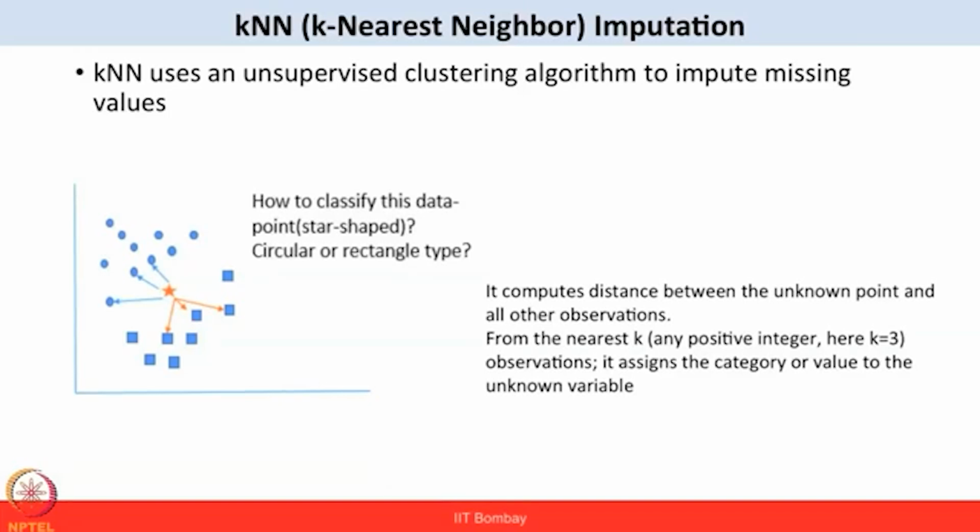That means it takes the 3 shortest distances among the circular type and the rectangular type, and based on the lowest distances, the unknown point is categorized into a particular category. In this case you can see that this star point might go to the rectangular side. So this algorithm works like this, and if it is a rectangular type or a circular type, it may be assigned a value based on the total distribution of that particular category. This is the underlying assumption of KNN based missing value imputation.